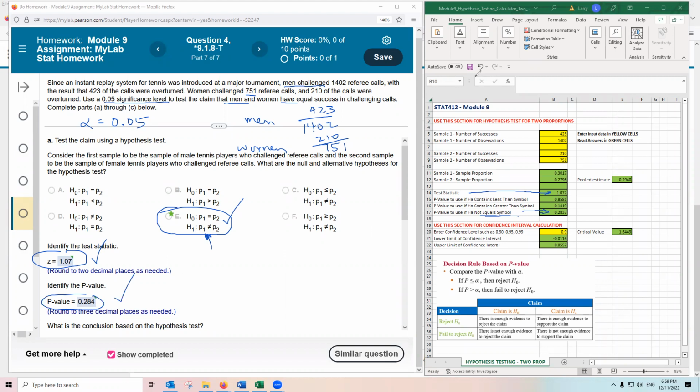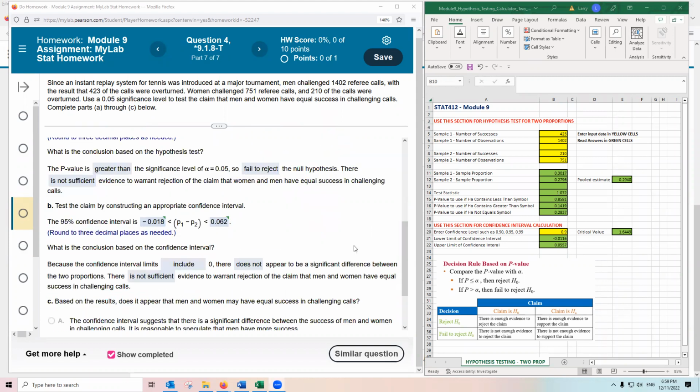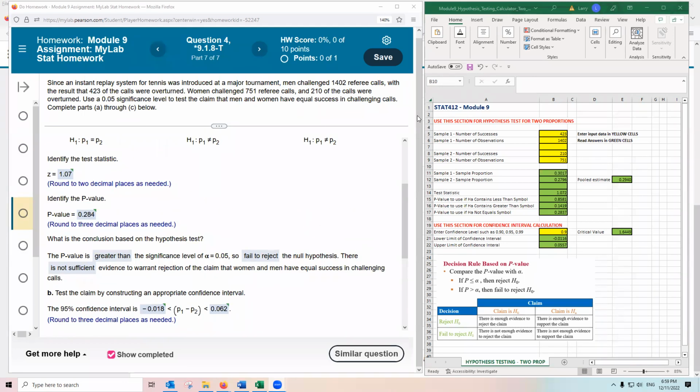All right, what's our conclusion? So our conclusion here is our p-value was 0.284. We're going to use a value for alpha of 0.05. Well, definitely this p-value is greater than alpha. If the p-value is greater than alpha, fail to reject the null hypothesis. So here's our conclusion. The p-value is greater than the significance level of 0.05. Fail to reject. And when you fail to reject, there's not enough evidence to warrant rejection of the claim.